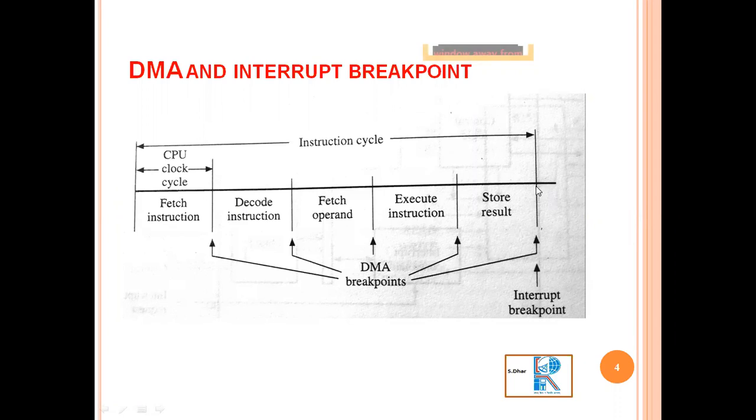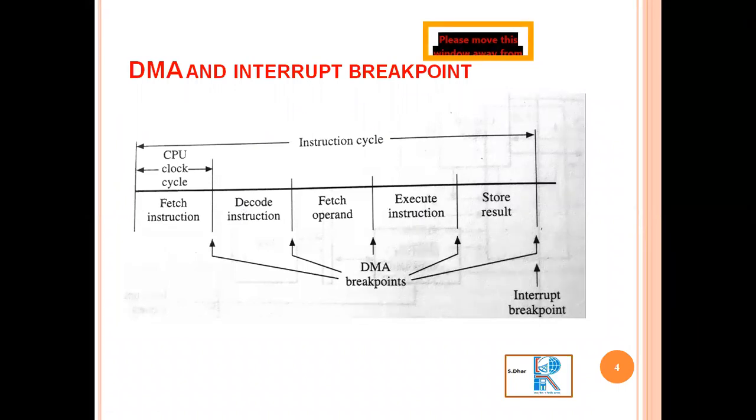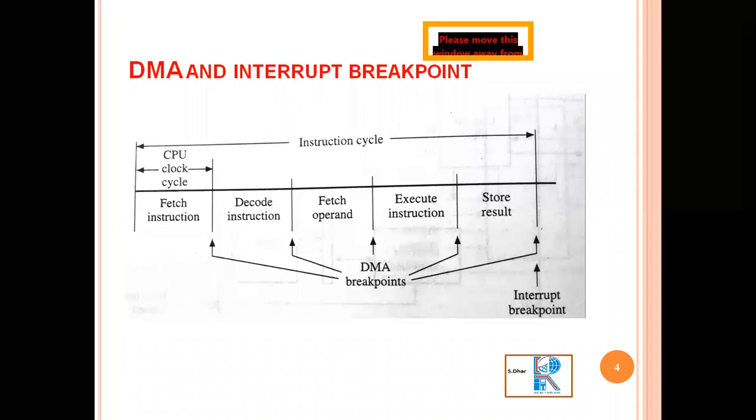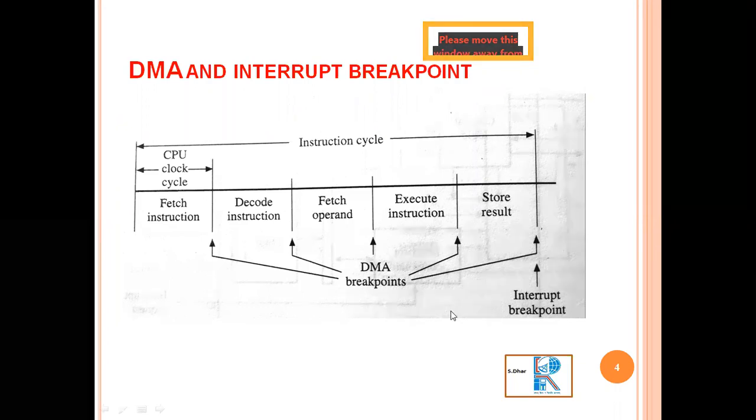How? As I have already told, the current address will be stored in the program counter, and it will go to the interrupt service routine. It will execute the particular IO device using the interrupt service routine. Then it will go back to the instruction it was executing. So the CPU can only execute the interrupt after the completion of the particular instruction. So this is the breakpoint of the interrupt.